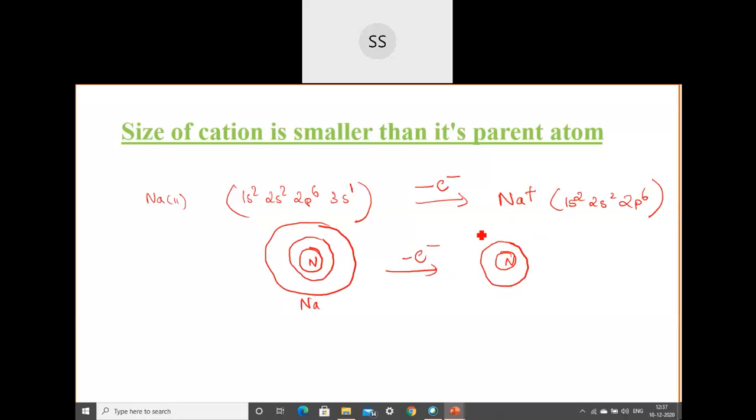So what answer are you going to give when explaining that the size of the cation is smaller than its parent atom? One reason is the number of electrons. In the sodium atom case, the number of electrons is 11, and in the sodium ion case, the number of electrons is 10. They have lost the electron, so the electron count has gone down.